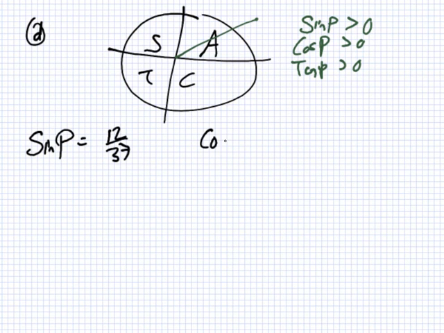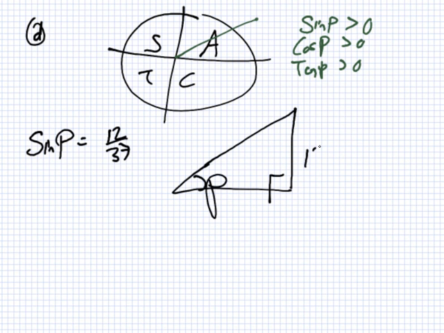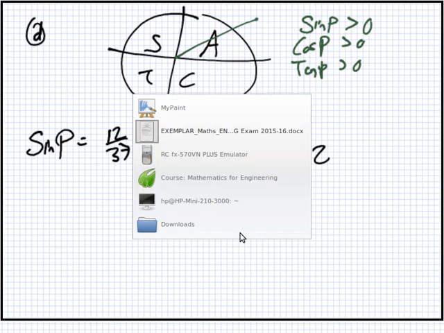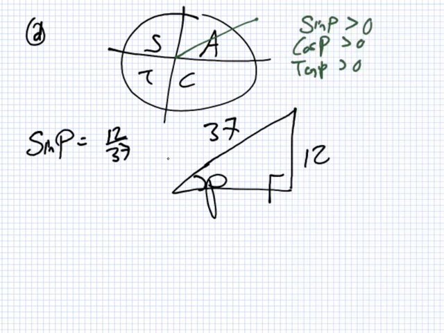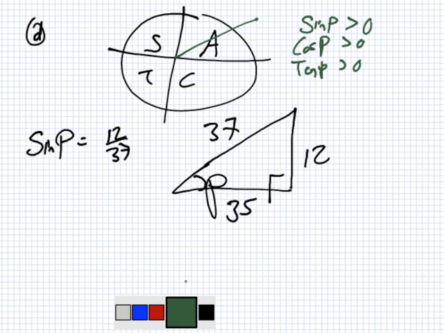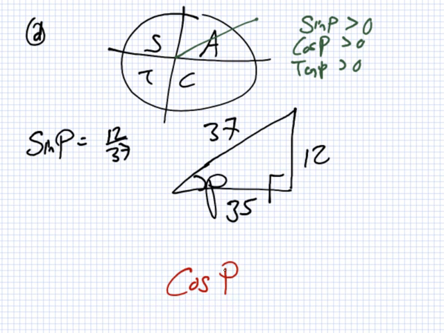So that means I'll do it by drawing a triangle. This is 12 and this is 37, and from Pythagoras it's the square root of 37 squared minus 144, that's 35. Great. So then you get cos P equals 35 over 37, which is positive, so you're happy with that.